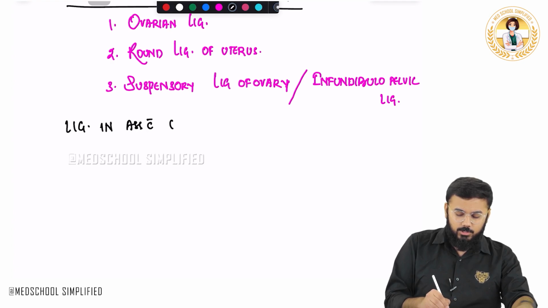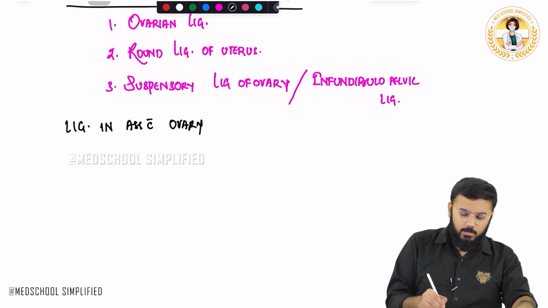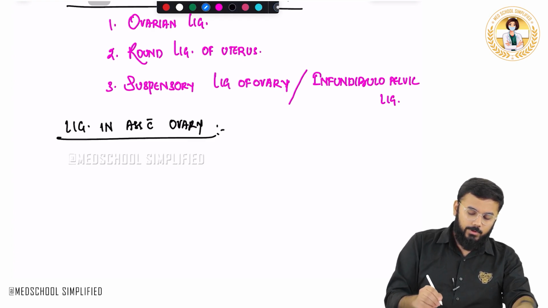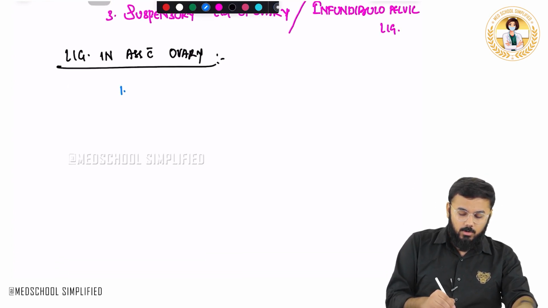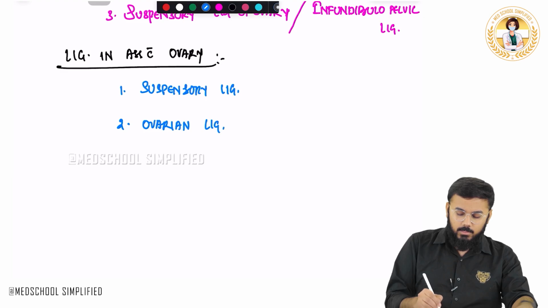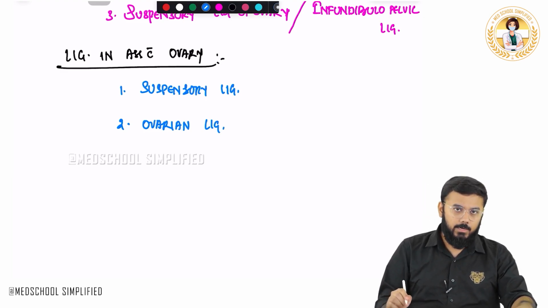What are the ligaments in association with the ovary. So ligaments in association with the ovary are two. One is called as a suspensory ligament. Another one is called as an ovarian ligament. Suspensory ligament as well as the ovarian ligament, right?